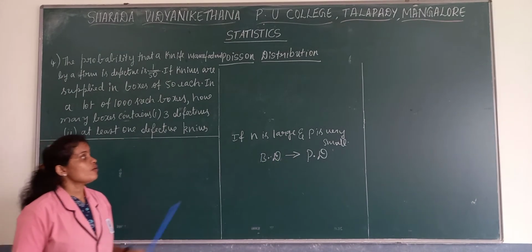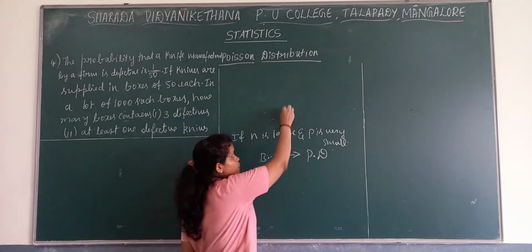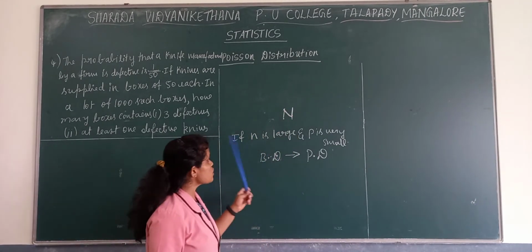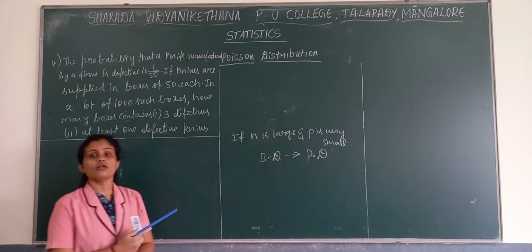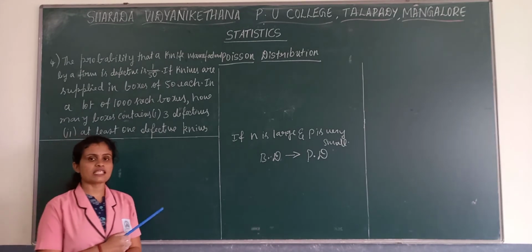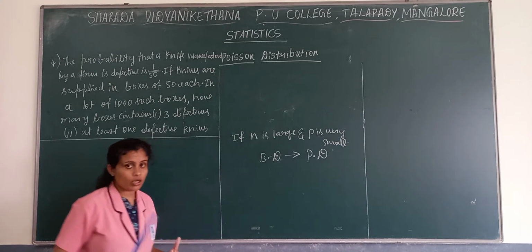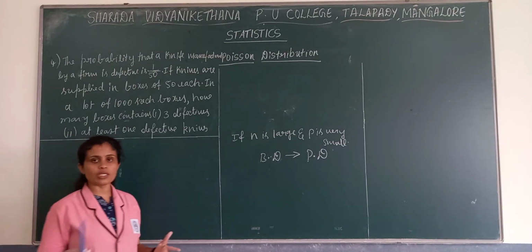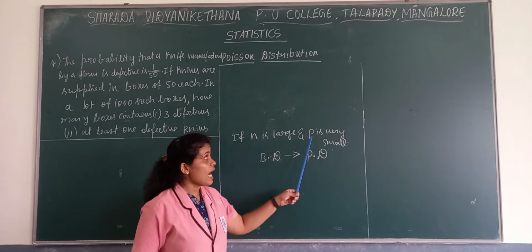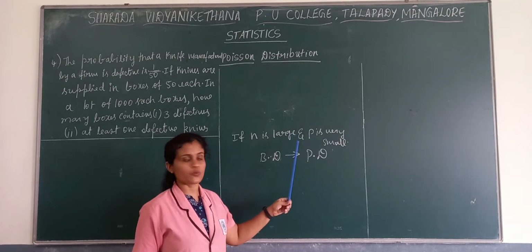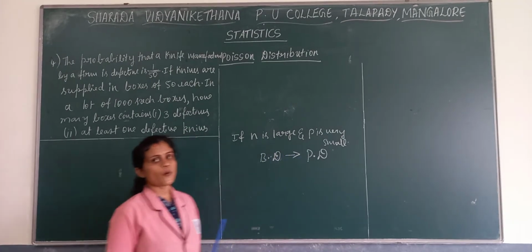In which case, where n is large, this particular n, we are not speaking about capital N, this particular small n. Where n is large, as I told, we solve at the most n is 8 or 10, okay. In your textbook the maximum is 8. And p is very small, in such a case, binomial distribution is considered as Poisson distribution.